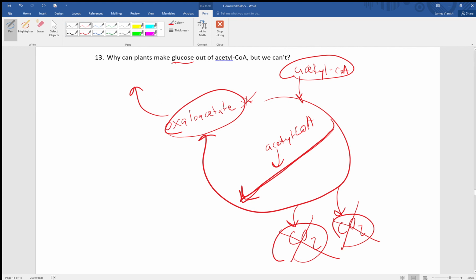So anytime we're losing a molecule from the cycle, that's a cataplerotic reaction, and generate glucose. And that is it for number 13.